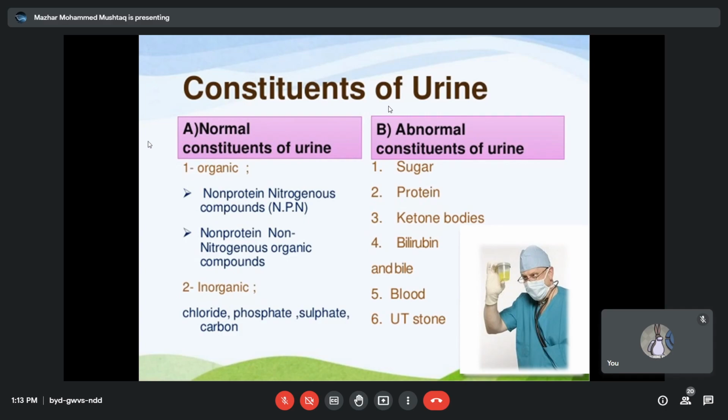The third one is bilirubin and bile. They are normally there, but their concentration is very low. Their concentration can increase, and that can turn from normal to abnormal. Blood normally is not there. Stones are of course not there, but sometimes they can come in the form of crystals, or sometimes a small stone can appear in the urine, so we count it as an abnormal constituent of the urine.